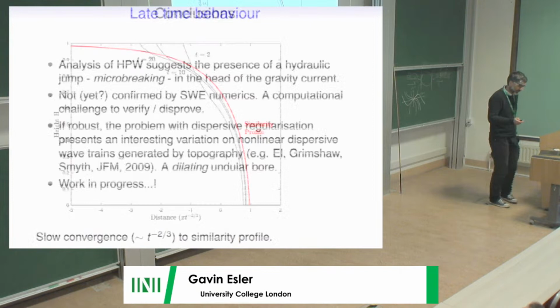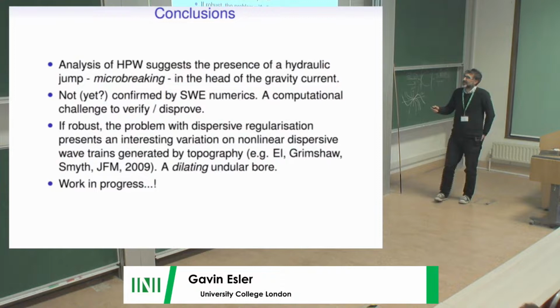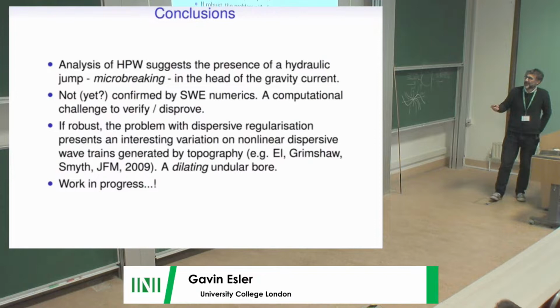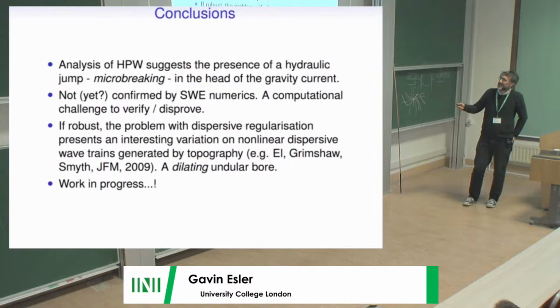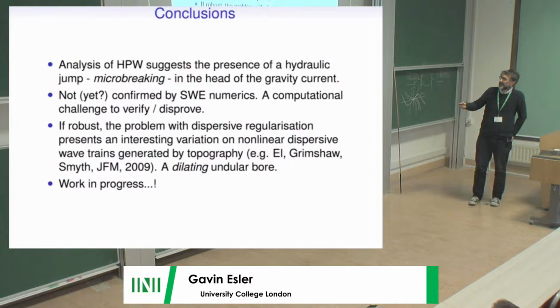So just to conclude, if you believe in this asymptotic similarity theory for the tip of the dam break, and I don't think there's any reason not to, then the only way of actually solving these similarity equations is to include this small microbreaking hydraulic jump in the head of the gravity current. To my frustration, we haven't been able to confirm or disprove this with the numerics as so far investigated, and I hope this is going to be the key thing to do with this problem going forward.